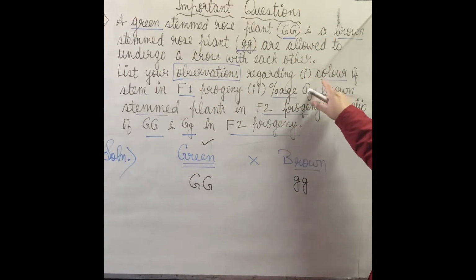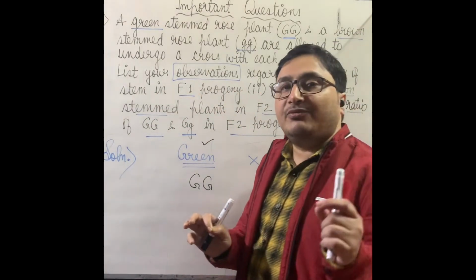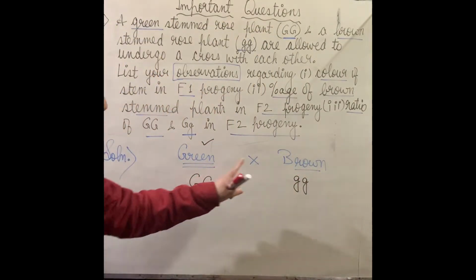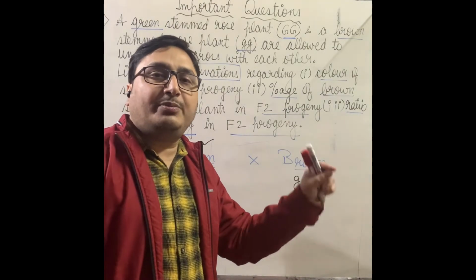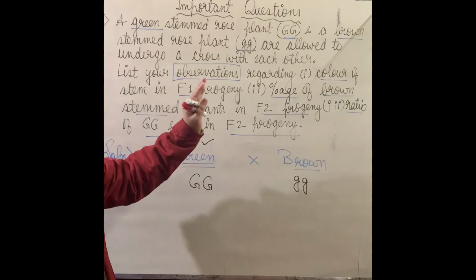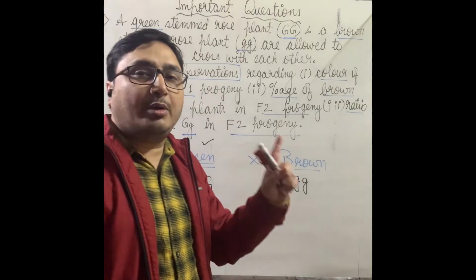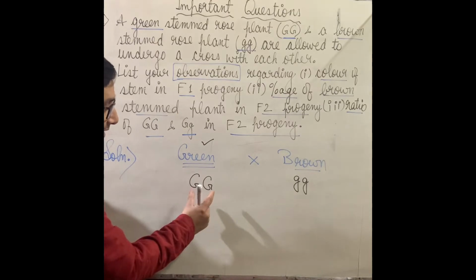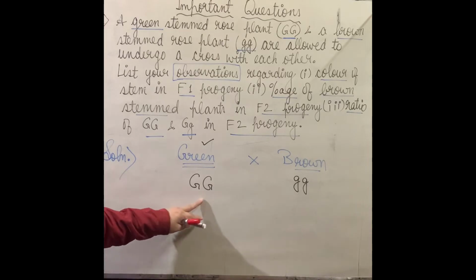Answer the first question. The first question is color of stem in F1 progeny, meaning whether the stem will be green in color or brown in color in F1 progeny. Now out of green and brown, if green is dominant, then definitely the dominant trait will be expressed in F1. So you can say that the color of the stem in F1 progeny will be green. Why? Because green is the dominant trait. And how do we know green is the dominant trait? Because the genotype is given. In the genotype, it is clearly mentioned that green is capital G, that means it is the dominant trait.